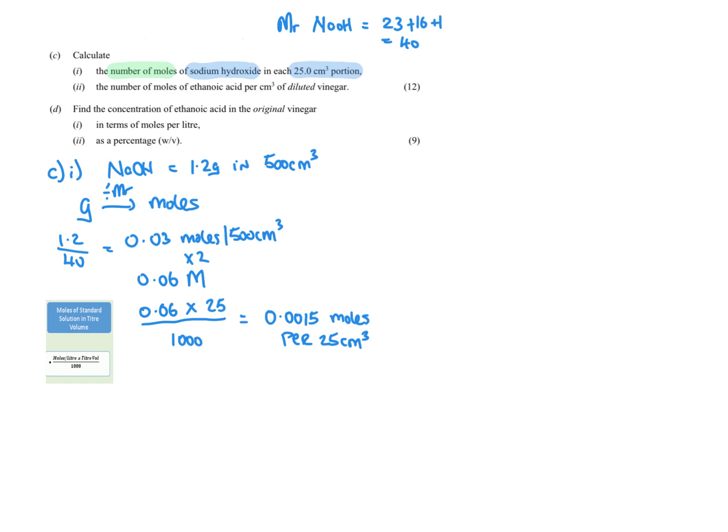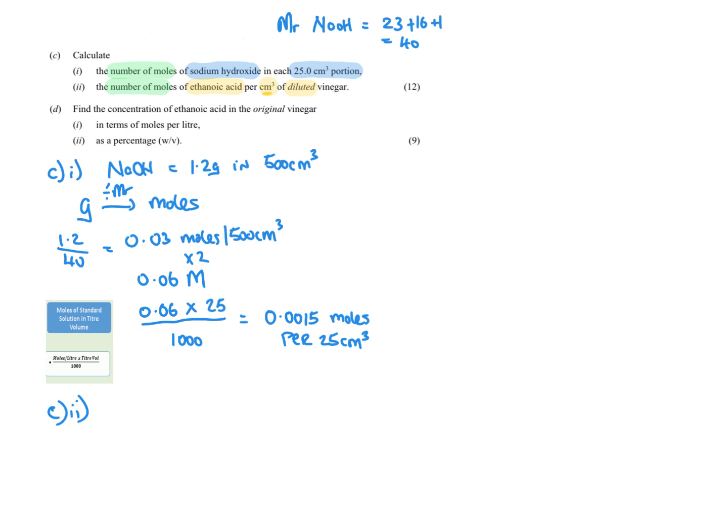So if we go and look at C part 2 now, underneath, C part 2 is asking you to calculate the number of moles of your ethanoic acid. Now, ethanoic acid, we know is in yellow. We said per centimetres cubed of your diluted vinegar. So it's important here that you're looking at per centimetres cubed.